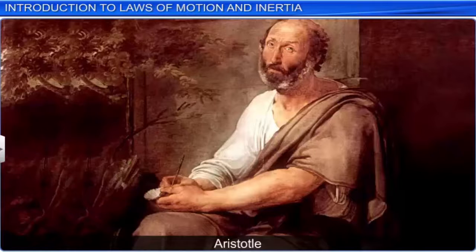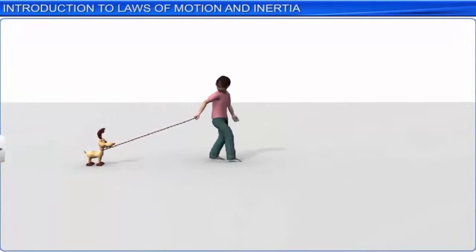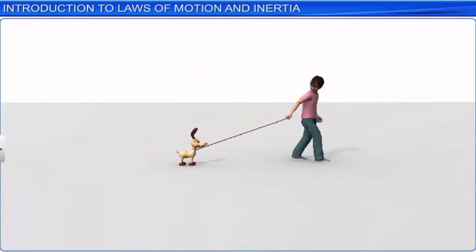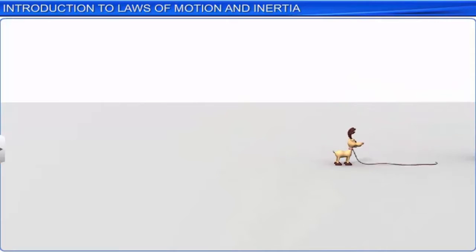Aristotle put forward his view: an external force is required to keep a body in motion. This seems to be right when you apply it to all the day-to-day activities taking place around us. For example, to pull a toy, a boy applies a pulling force on the string attached to the toy. As soon as he drops the string, the toy stops. It seems as if what Aristotle said holds well in this example.